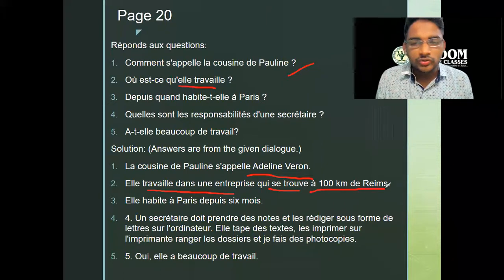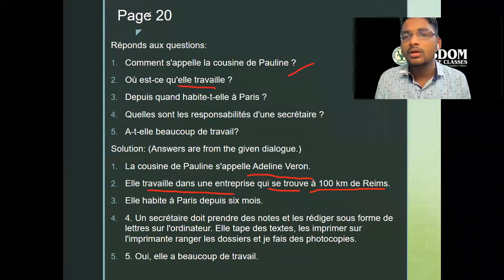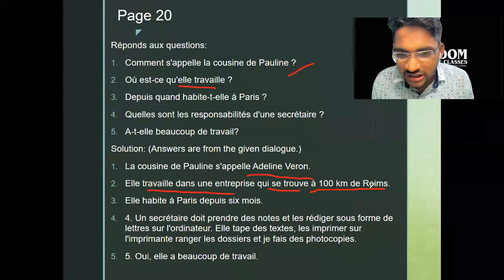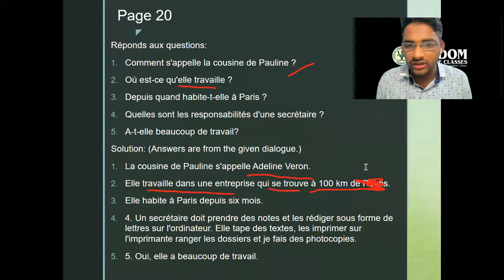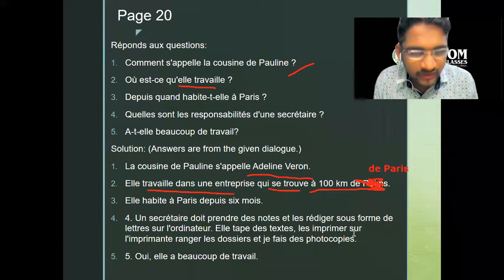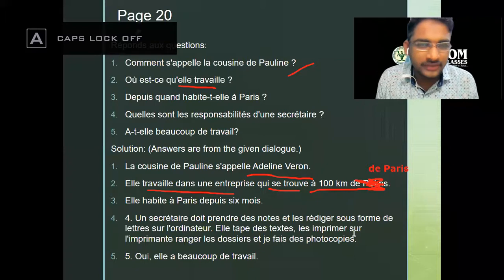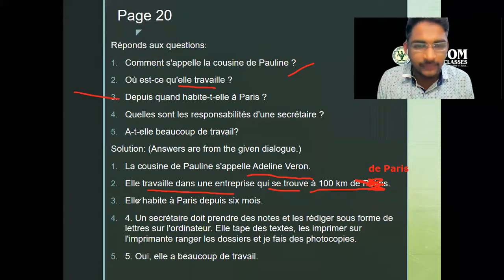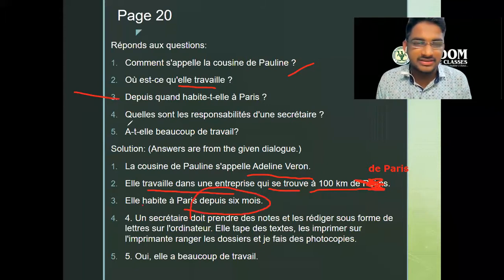Okay, let me just check. Give me just a second. I think it's not 100 kilometers from Reims. It should be 100 kilometers from Paris. So we can just write over here 100 kilometers de Paris. Okay. Moving forward. Third one. Depuis quand habite-t-elle à Paris? Since when does she stay in Paris? So elle habite à Paris depuis 6 mois. Since 6 months, she stays in Paris.